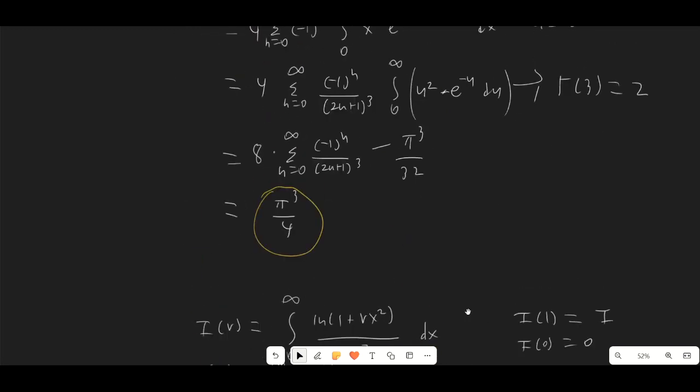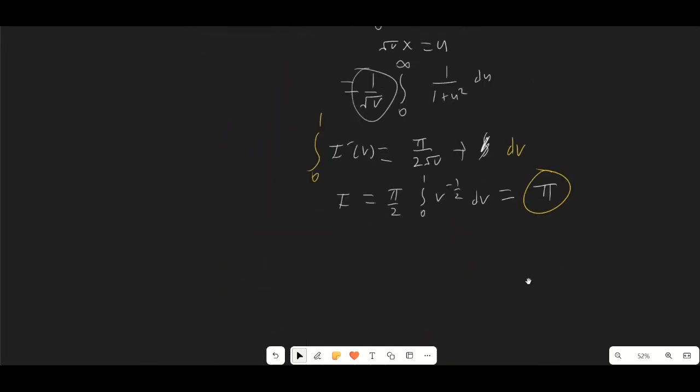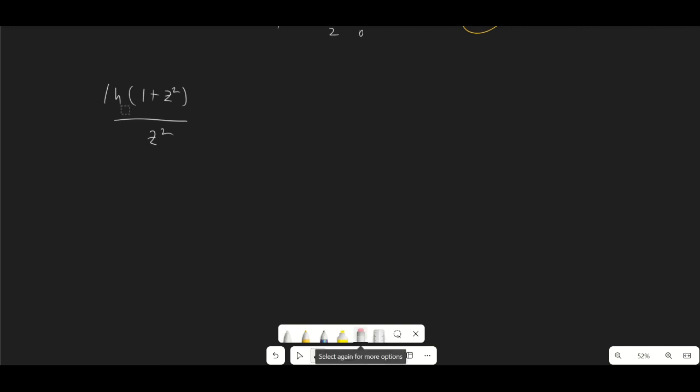So basically, let's analyze this function real quick. We have our function natural log of 1 plus z squared over z squared. And actually, I should not be writing natural log here. I should be just writing log.